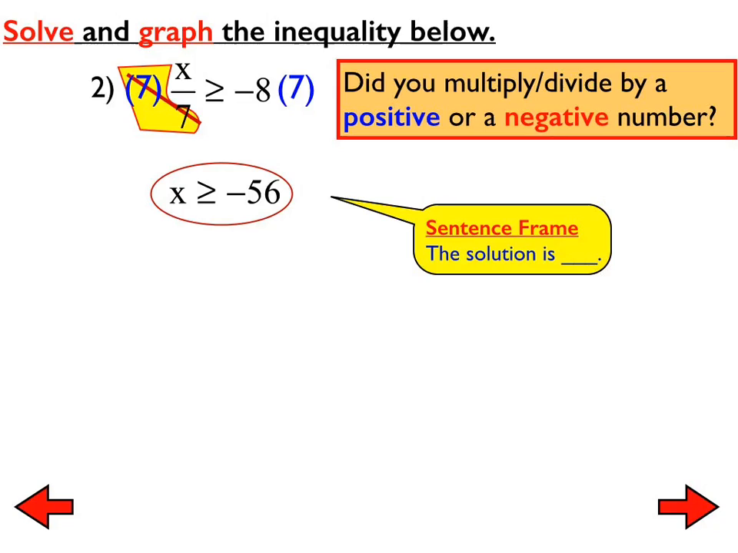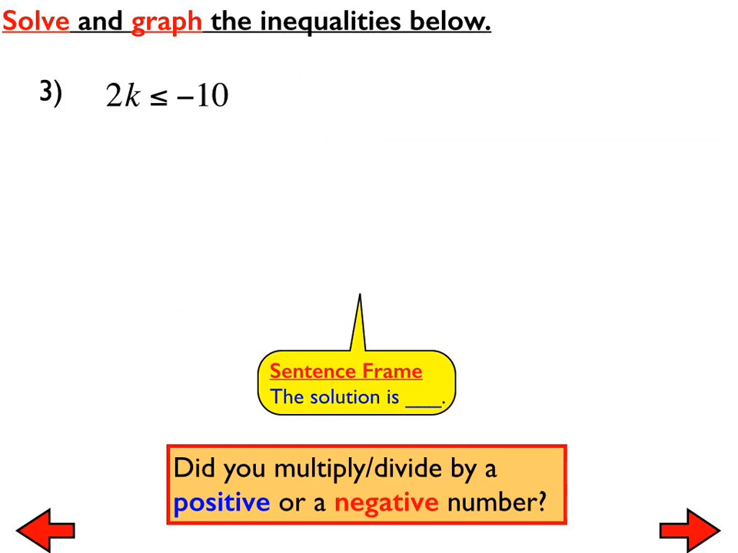Let's quickly graph that. Open or closed circle? Closed. Would the arrow be going to the left or to the right? Right. To the right. We're talking about all the numbers that are greater than -56 are all on the right-hand side. So we draw our arrow to the right. Okay, I want everybody to please do number 3 and number 4. Do both of them, please.